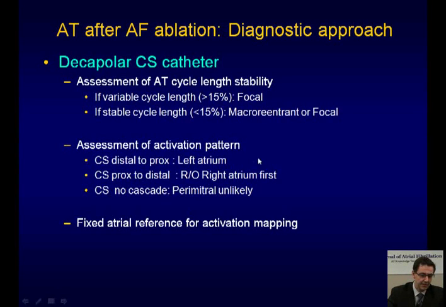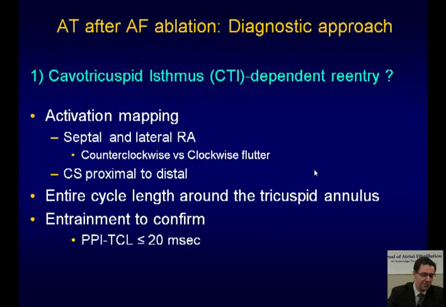Secondly, the decapolar catheter can be used to assess the activation pattern of the posterior mitral annulus. If the sequence is distal to proximal, then a left atrial origin is most probable. However, if it's proximal to distal activation in the CS, then we should rule out a right atrial arrhythmia first. And if there is no cascade of activation on the CS catheter, a perimitral circuit is unlikely. Finally, this decapolar catheter can be used as a fixed atrial reference for the activation mapping.